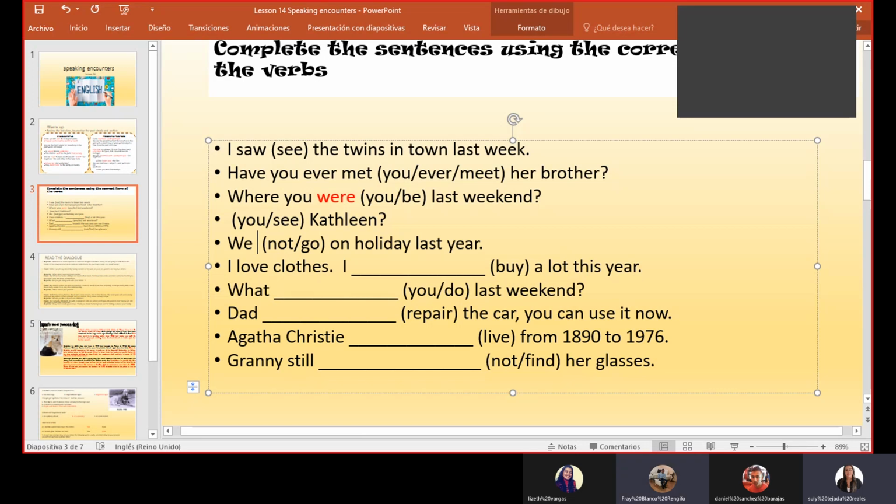Pero esa parte no la entendí, no me quedó claro. En la anterior, formar la pregunta. Exactly. Yes. Sería, where you saw Kaylin? No. No. Con pasado simple, ¿cómo sería?